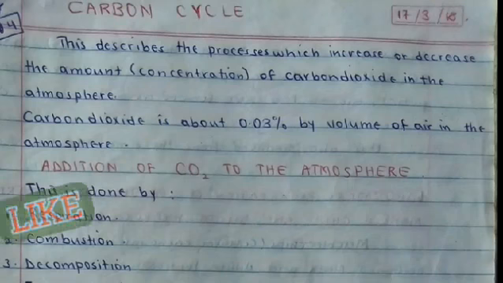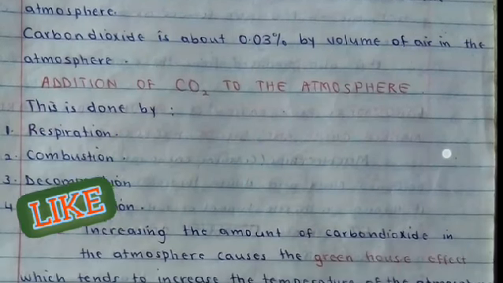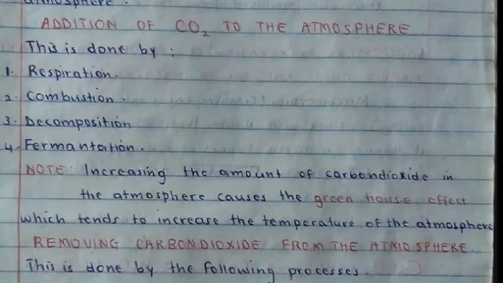Now we begin with the addition of carbon dioxide to the atmosphere. What are some of the processes that increase the amount of carbon dioxide in the atmosphere? The first one is respiration. During breathing in and out, as you breathe out carbon dioxide, you are increasing the amount of carbon dioxide in the atmosphere.